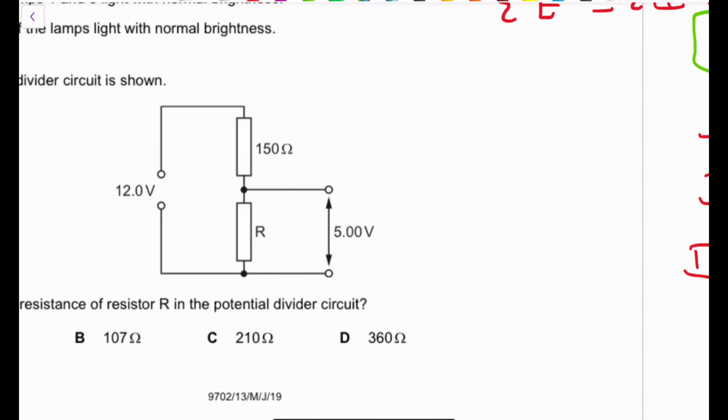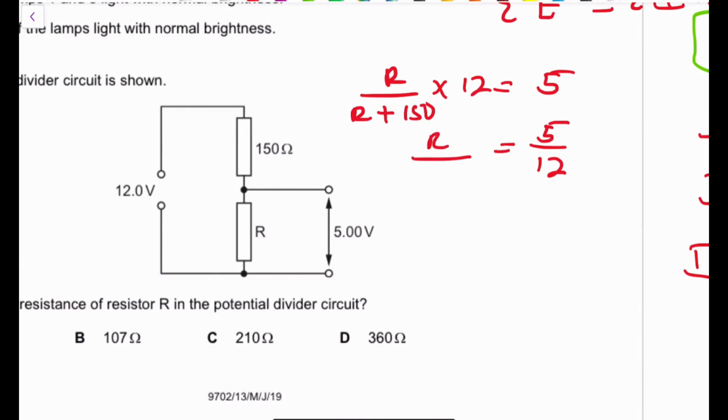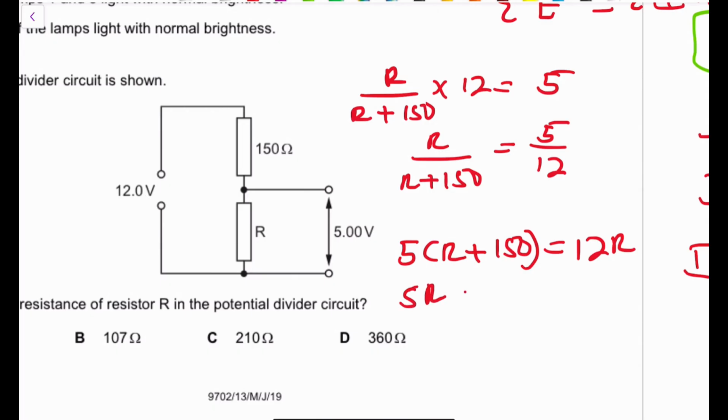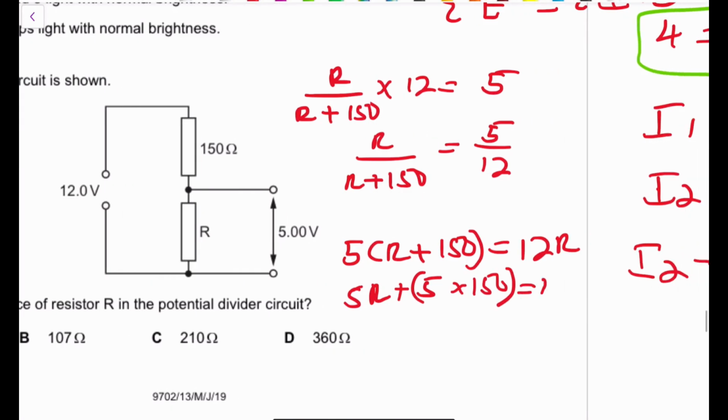So we can use this formula to find the value of R. We know that if we say R over R plus 150 times 12, we're supposed to get 5. So 5 over 12 is going to be equivalent to R over R plus 150. Therefore, 5 times R plus 150 is going to be equivalent to 12R. So 5R plus 5 times 150 is going to be equivalent to 12R.